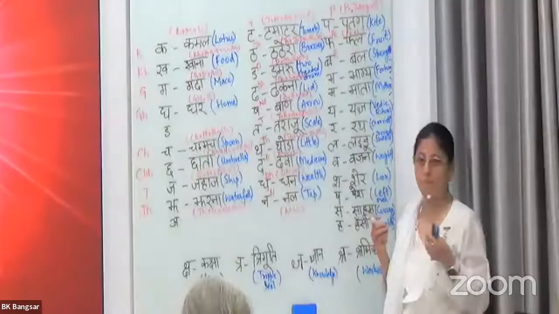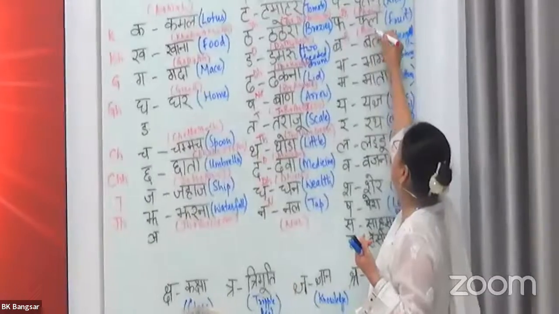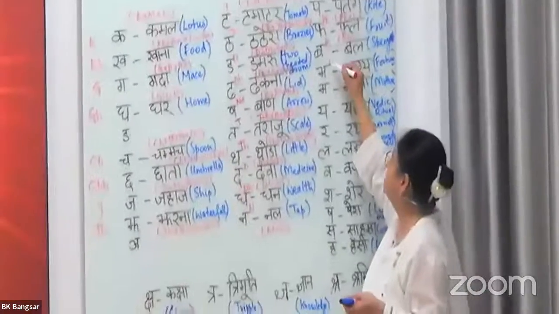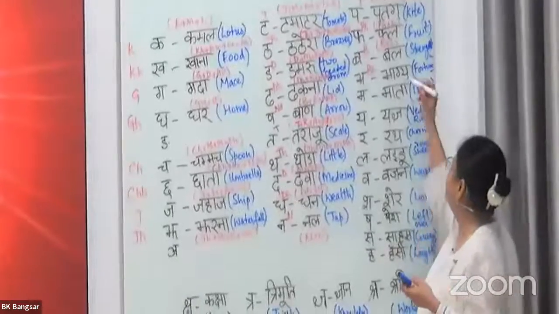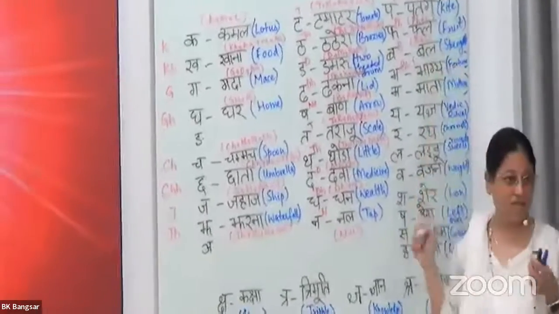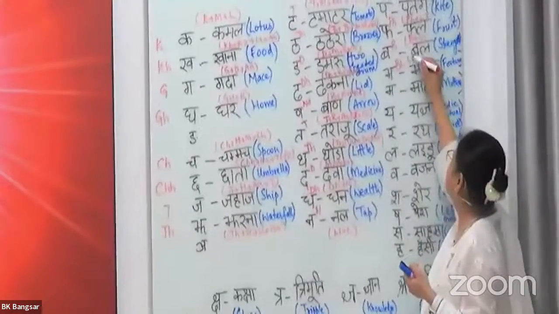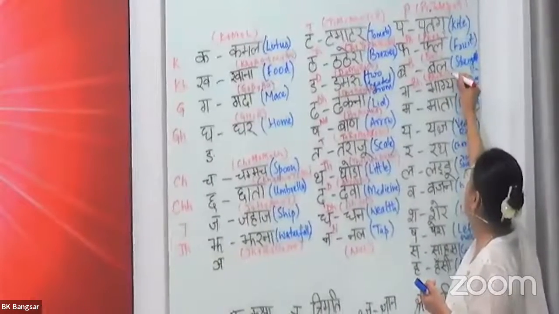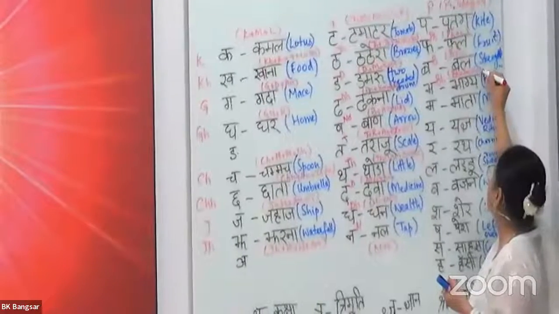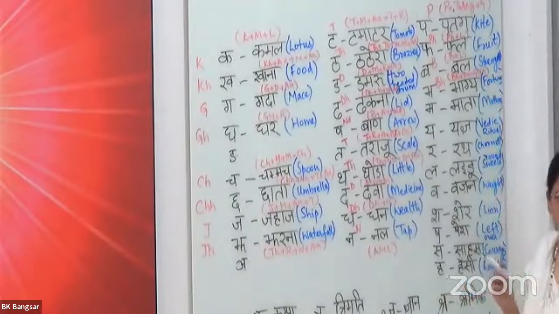Then ba. Bal. Bal is strength. Ba, la. एक बल एक भरोसा. Bh. Bhagya. Bhagya is fortune. So bha, gya. Bhagya.